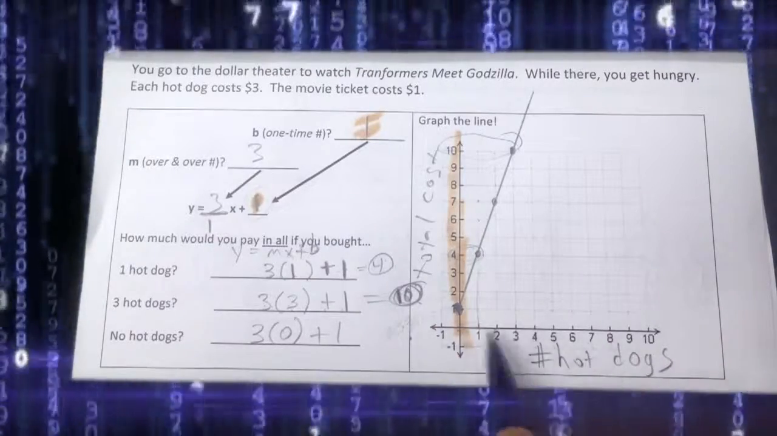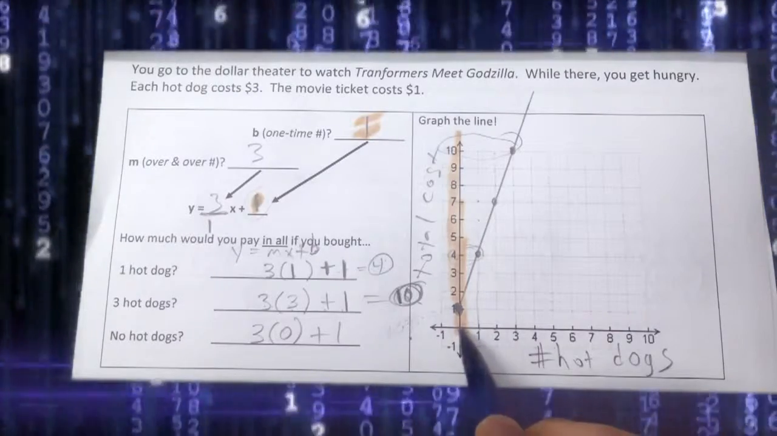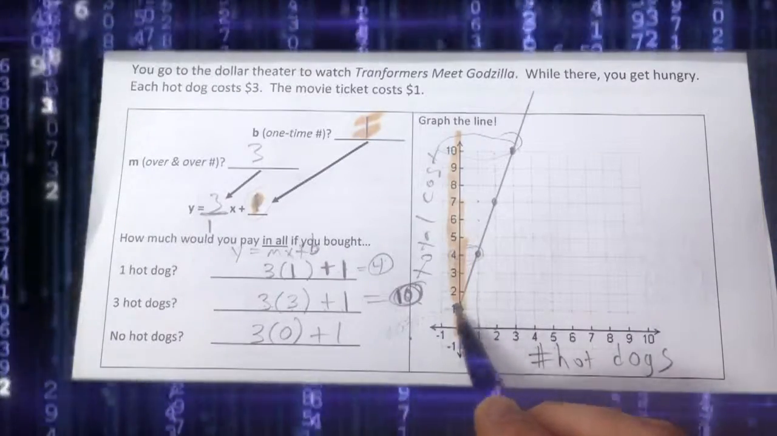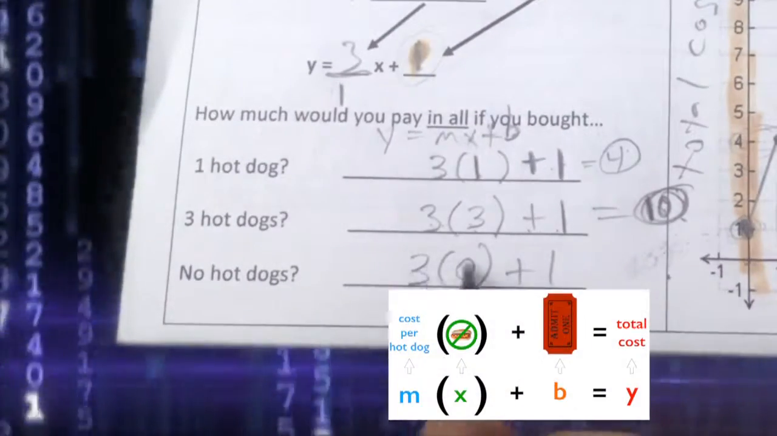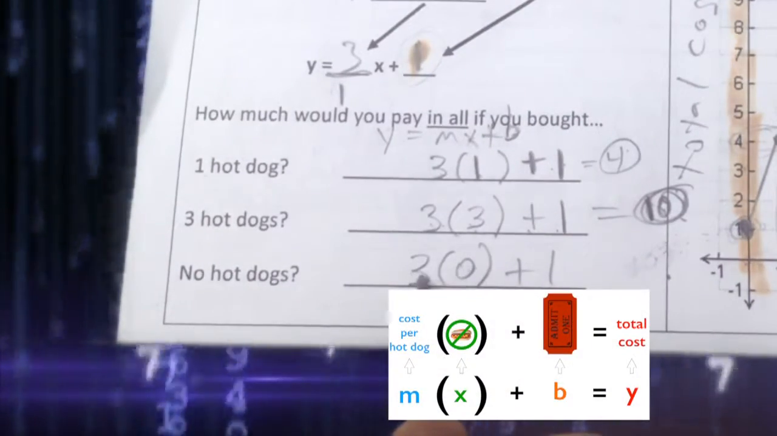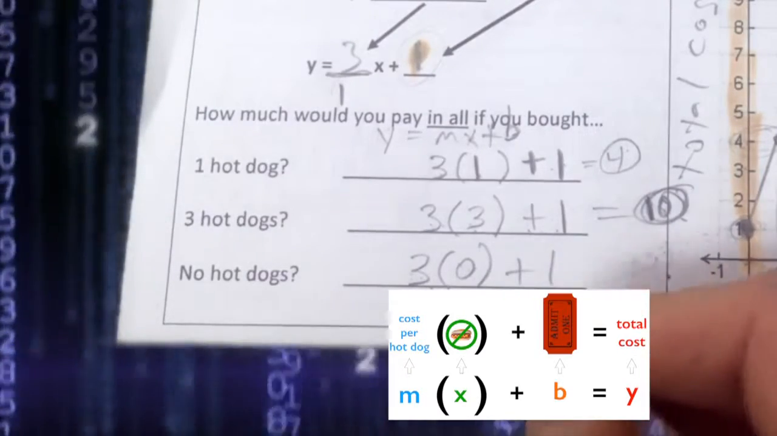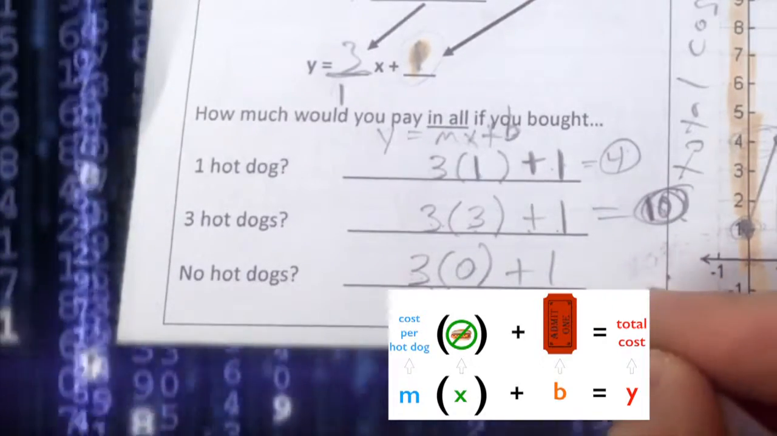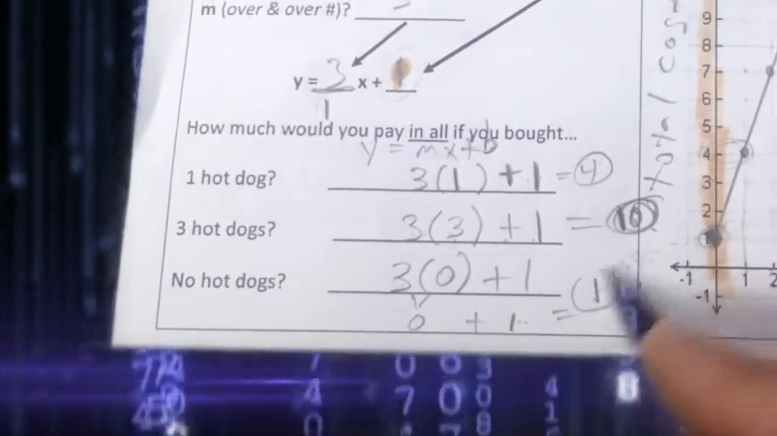If I don't buy any hot dogs, that means I don't move along this line. I stay right here at 0. Where do I go? When I go up, I get to 1. Let's take a look at the math. 3 times 0 means the hot dogs cost $3, but I'm not buying any, so I don't pay any money for hot dogs. I still pay to get into the movie theater, so yes, I do pay $1. It matches what I got on the graph.